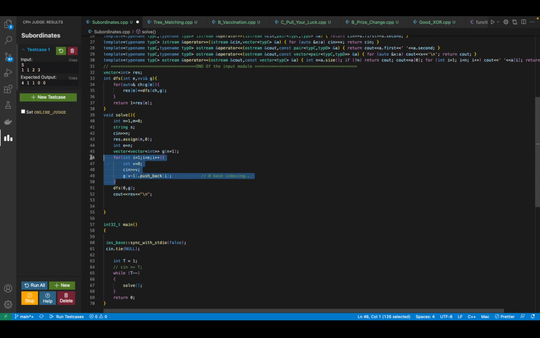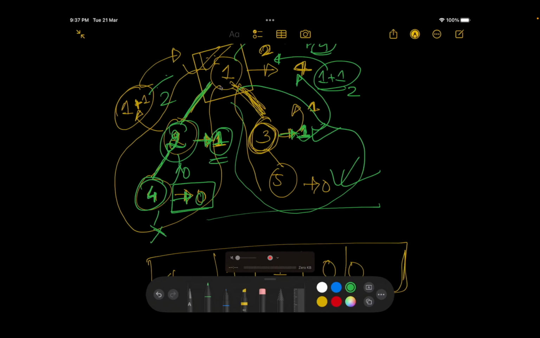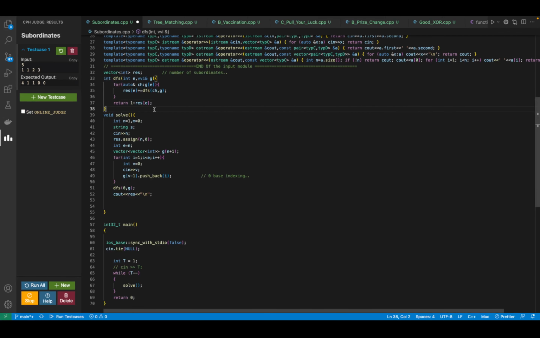Then I call the DFS traversal for the root itself, right? And I have also declared, you can call it a DP array. I've called it a result array. So my result array actually stores the number of subordinates you have, right? Then I'll call the DFS for all of its children. So if you remember this graph, then 1 would call for 2 and 3. So 1 would ask how many subordinates do you have and how many subordinates do you have, right? So that is going to happen over here, right?